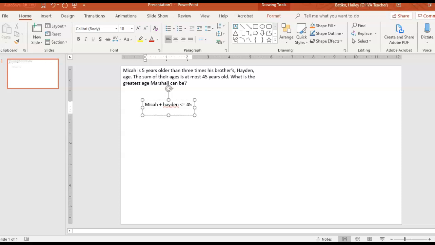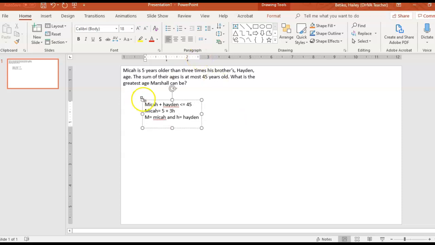Now, the other thing that's important here is that Micah is 5 years older than three times Hayden. So Micah is equal to 5 years older, so 5 plus 3 Haydens. So 3 Haydens plus 5 is how old Micah is. And of course, we're going to use M equals Micah and H equals Hayden, or you can use whatever variable you want.